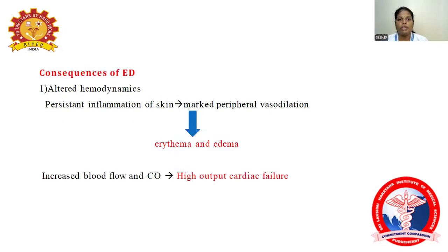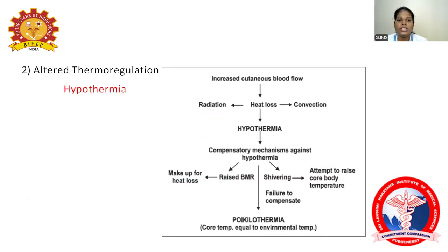So the consequences of erythroderma: as I told previously, erythema and edema will be there because of altered hemodynamics. Persistent inflammation of the skin leads to marked peripheral vasodilation, so increased blood flow and cardiac output result in high output cardiac failure. Then altered thermoregulation: with increased cutaneous blood flow, heat loss through radiation or convection leads to hypothermia, which results in chills and rigor.